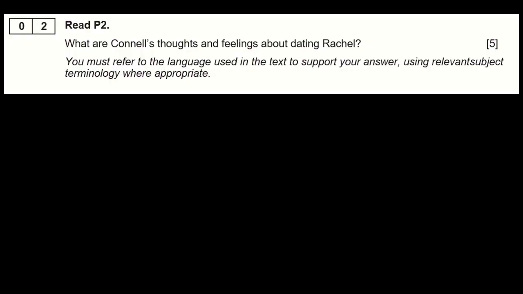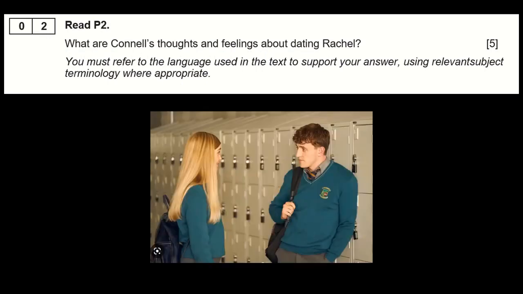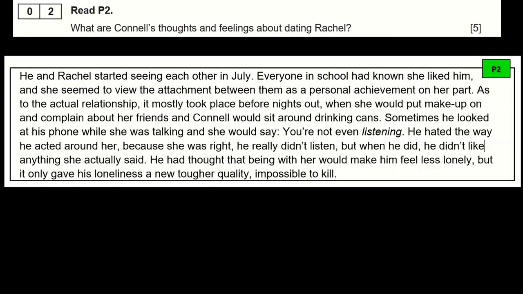So our question was, what are Connell's thoughts and feelings about dating Rachel? Rachel is the character that Connell ends up going to the prom with instead of Marianne.